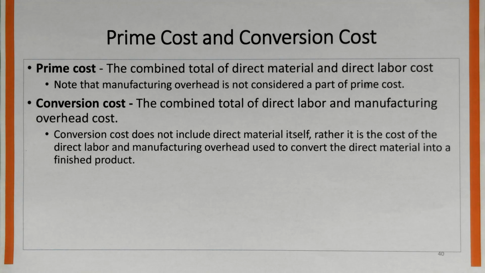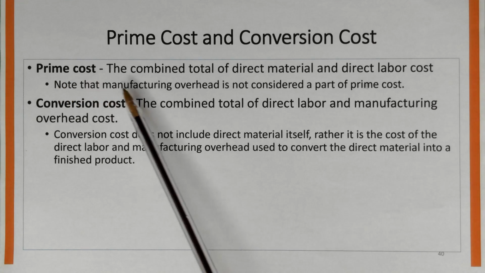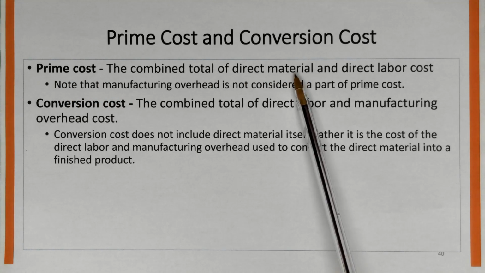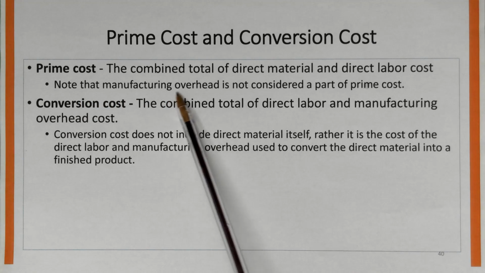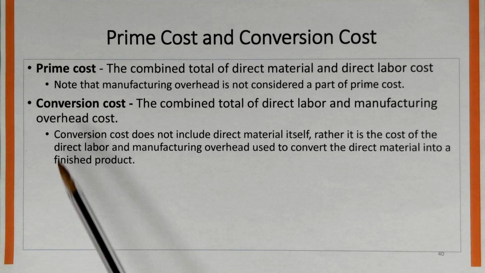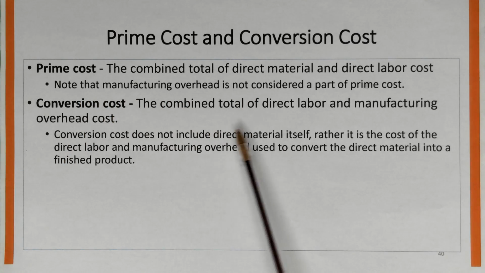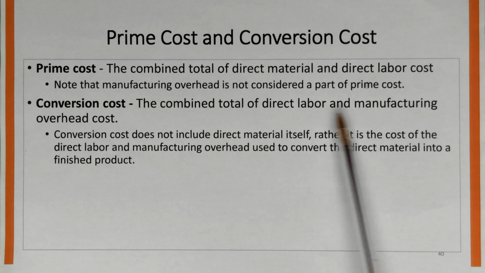Now let's talk about some ways to group product cost. Grouping product cost is sometimes helpful. Prime cost is the combination of direct material cost and direct labor cost. It does not include manufacturing overhead. Conversion cost, on the other hand, is a combination of direct labor and manufacturing overhead cost. Conversion cost does not include the cost of the direct material itself.